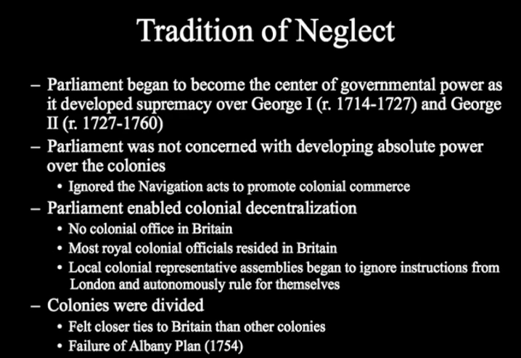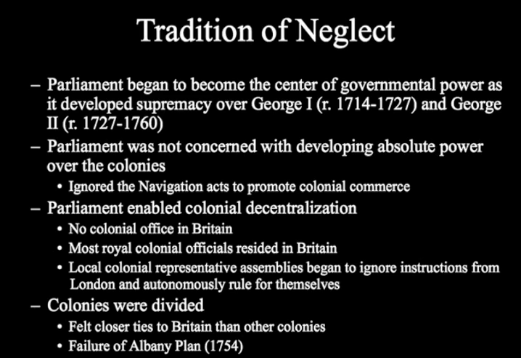Alright, the tradition of neglect. What's important to know at this period is that Parliament is a supreme force in the British government. Parliament during the 18th century developed power over George I and George II. Robert Walpole, who was the first Prime Minister, purposefully neglected the Navigation Acts in an effort to promote colonial commerce. You remember the Navigation Acts that came before that were designed based on mercantilism ideals to help create revenues from the colonies for the British Empire.